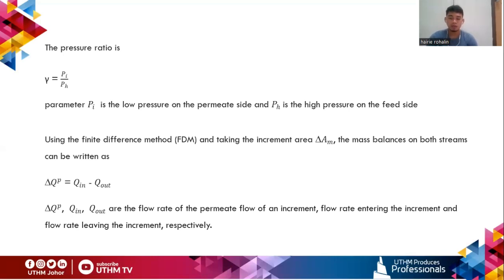By using the finite difference method, FDM, taking the increment area delta AM, the mass balance of both streams can be written as delta QP equals Q in minus Q out. Delta QP, Q in and Q out are the flow rate of the permeate flow of an increment, flow rate entering the increment and flow rate leaving the increment respectively.